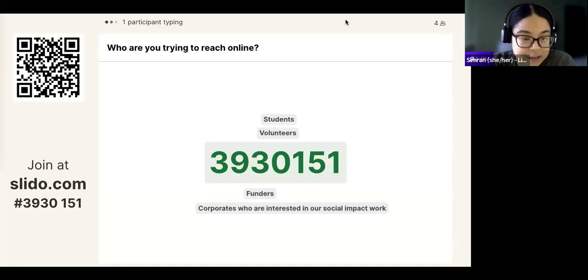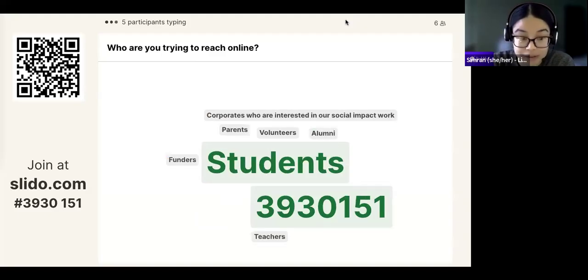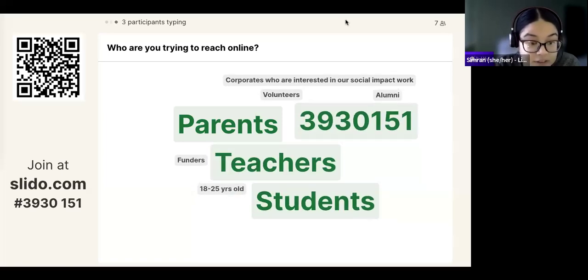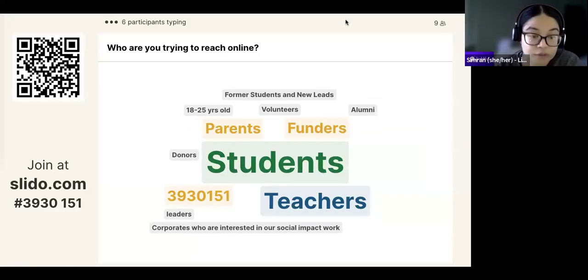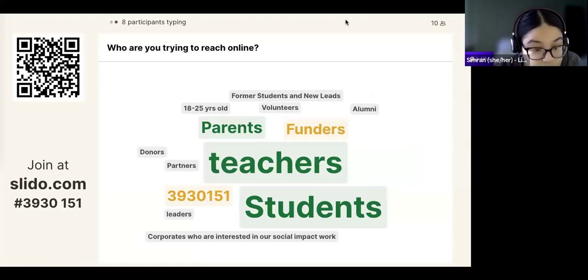Okay, I can see a lot of answers have just come through. We've got students, volunteers, corporates who are interested in our social impact work, which is really important. I think that's a really nice specific one. We like getting their intention behind it. Got parents, alumni, funders, and also 18 to 25 year olds, which is really cool to know the demographics you're trying to target, whether that's your students or your volunteers. We've also got former students and new leads.